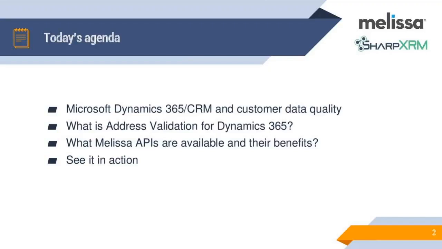I want to go over the agenda here as we get started. We'll start by talking about Microsoft Dynamics 365, the CRM platform, and what the status is around customer data quality. So that's going to be our first stop. Second, we'll talk about what is address validation for Dynamics 365, the tool that we're presenting and talking about today. We'll talk about what the Melissa APIs are that are available and their benefits. And of course, we'll have to see it in action. So we'll go into the application. We'll show you guys a demo so you can see what the product looks like and how it integrates with your Dynamics 365 platform. Not mentioned explicitly here, but of course, we have a section in the end for questions.